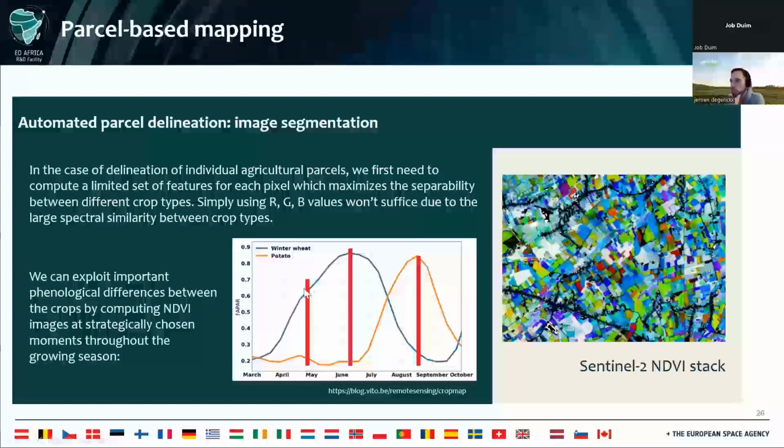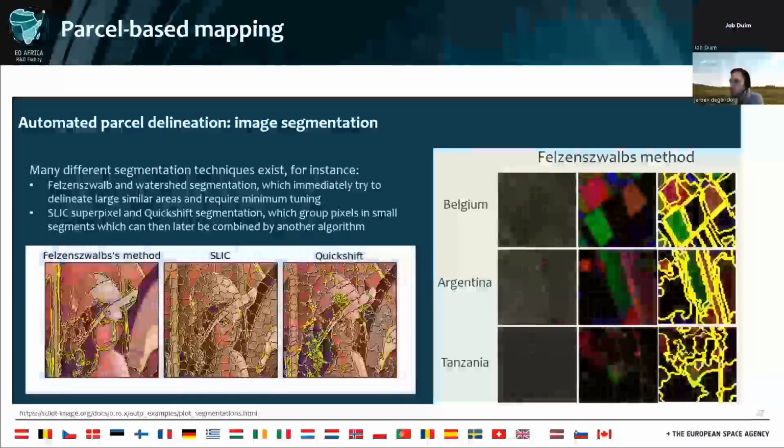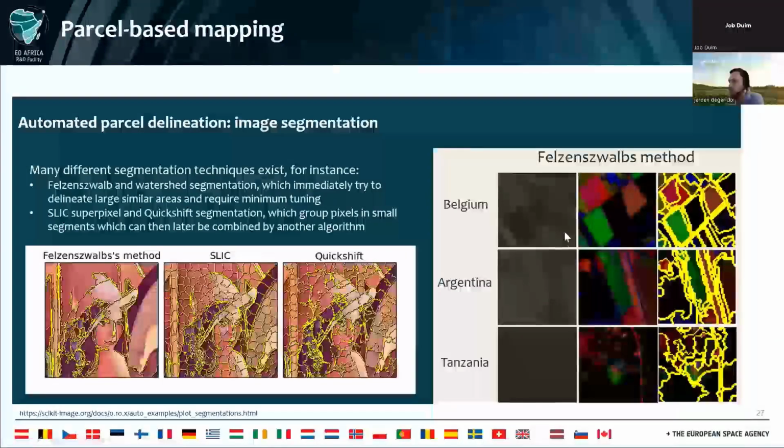So what we then do is we compile these three observations into one image stack. So this is an example right here where these three inputs are combined into one image, and this is the image that is then fed to the segmentation algorithm. And here on the right side, I just show an example of this Felzenszwalb segmentation method, which actually works pretty well for parcel detection based on optical data. So if you want to try that yourself, I would recommend this method.